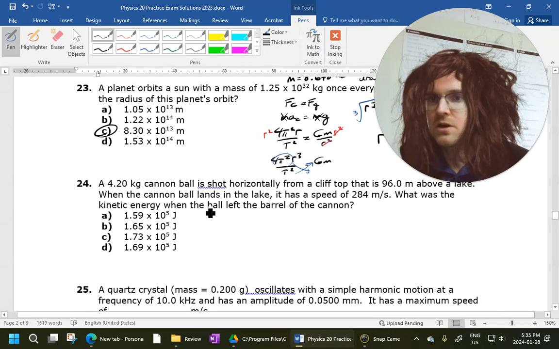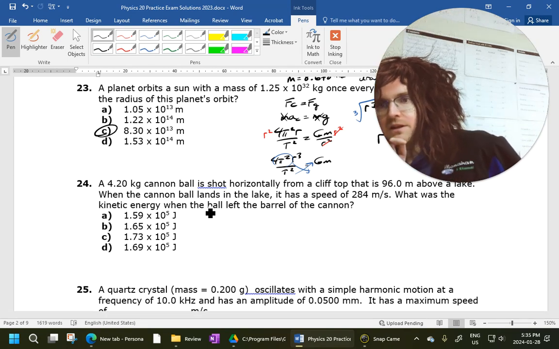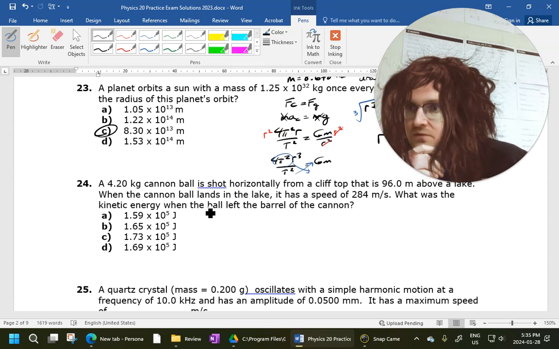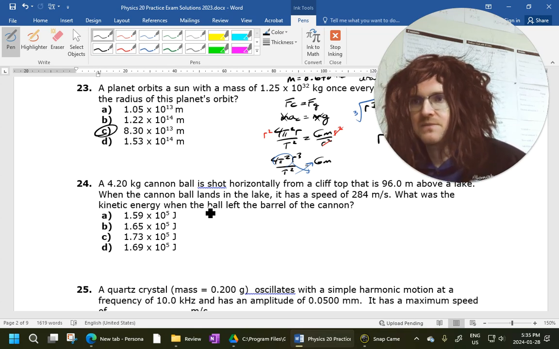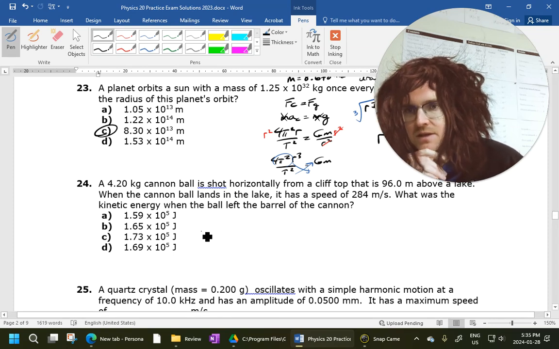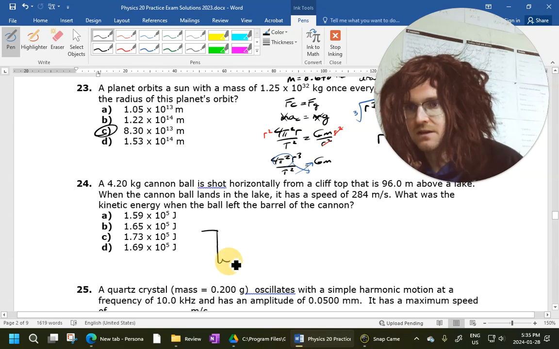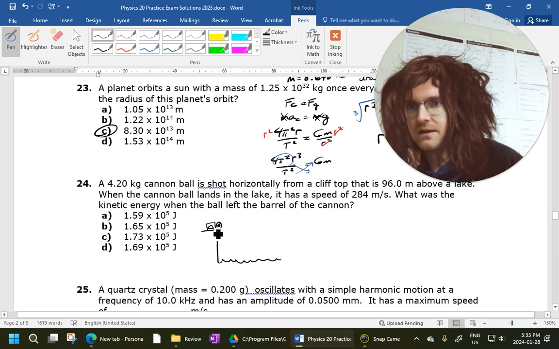Okay, a cannonball is shot horizontally off a cliff that is 96 meters above the lake. When the cannonball lands in the lake, it has a speed of 284. What's the kinetic energy when it left the barrel? So we've got to think about the energy transfers here, right? So at the top of this system here, assuming that we're measuring it all down to the bottom of the lake, here's my lake.